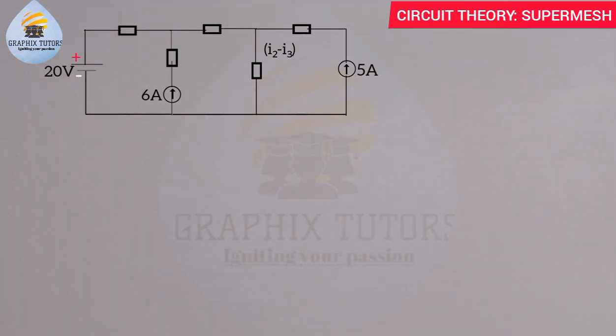The passive elements are the resistors, which have resistances of 6, 2, 10, 4, and 1 ohm respectively. And the active elements are the voltage source and the current sources. We have 1 voltage source and 2 current sources here, right? Now let's say these are points A, B, C, D, E, F, G, and H respectively.